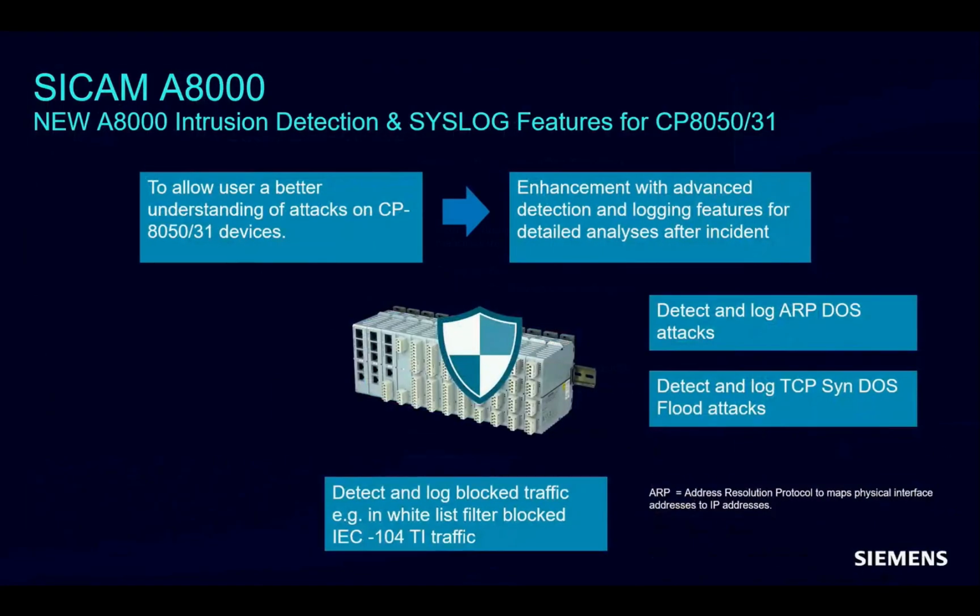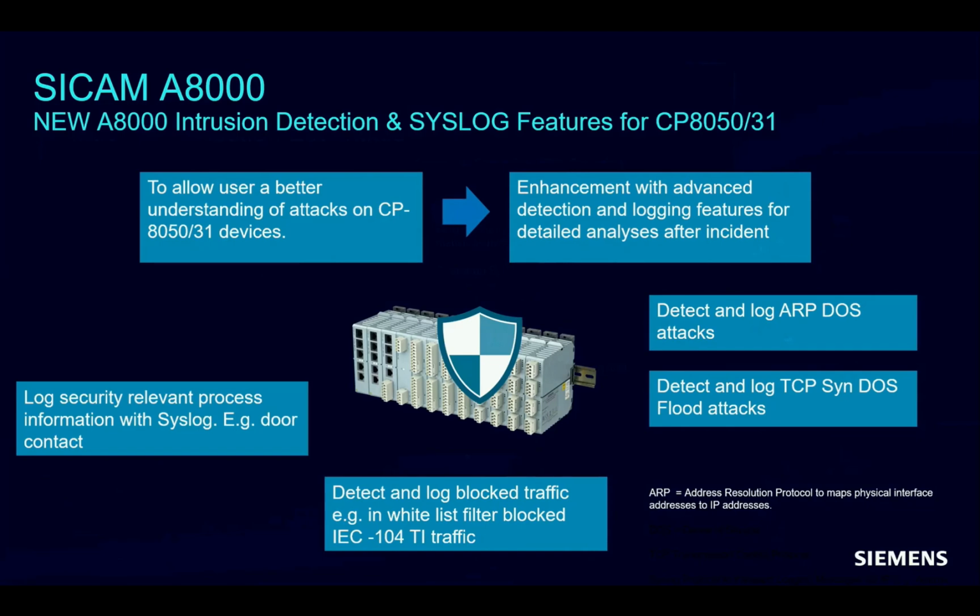Communication-related attacks like ARP or TCP SYN flood denial of service can be detected and logged, but not blocked. Also, traffic blocked via our whitelist filter is detected and logged for later evaluation. But not only communication-related information can be relevant for the security of a substation. Therefore, also process-related information like switching a breaker or physical access to the control room at times where the station is unmanned can be detected and put into the security log file.